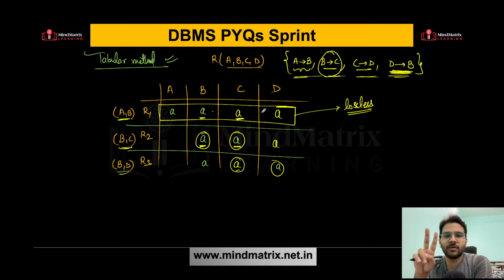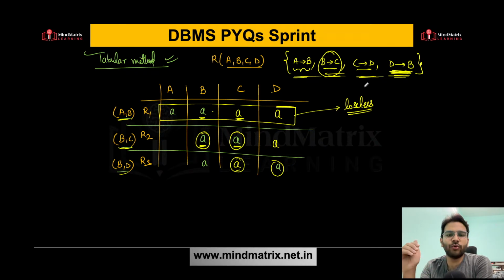So there are two things you have to consider for when to stop. The first: if any one of the rows is filled with A's completely, then you can stop and clearly say it is a lossless decomposition. Let's assume in some example that no row is filled with A's. Then you will keep on repeating these functional dependencies, and if you find there is no change at all, then you can also stop, and then you can say it is a lossy decomposition.